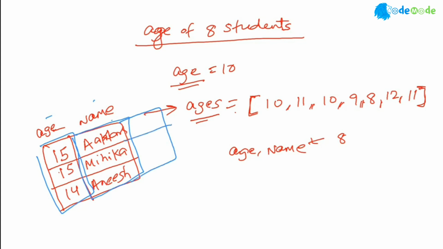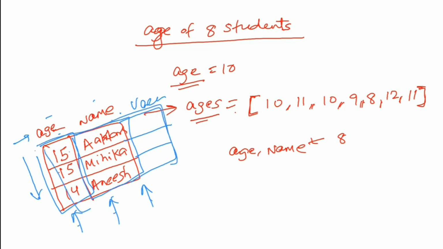Because you are looking for age, name, and suppose let's say vaccine information. You are still looking for 2 dimensions because this is 1 dimension and the number of students is the 2nd dimension, right? So now you have 1 list here, 2nd list here, 3rd list here, and these 3 lists together make 1 big list. Okay.